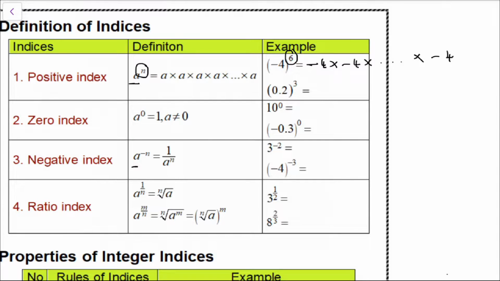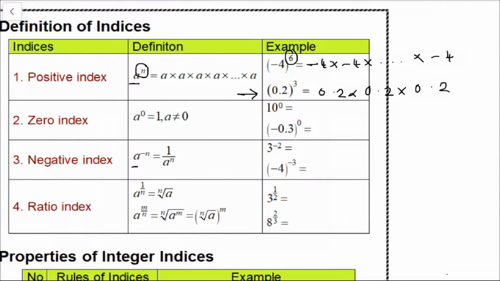The same thing happens for the second example. You have 0.2 to the power of 3, meaning you need to multiply 0.2 for 3 times. Oh, my bad, sorry. 0.2.